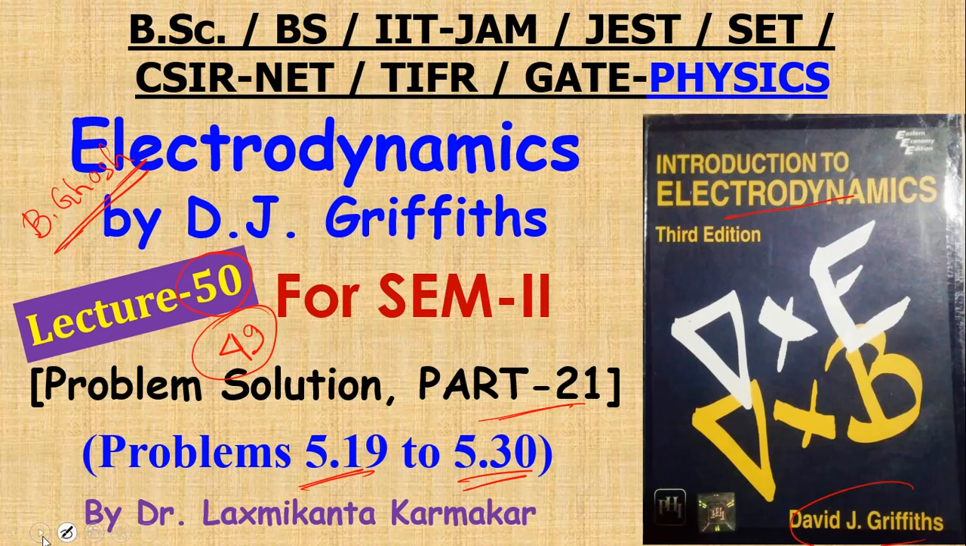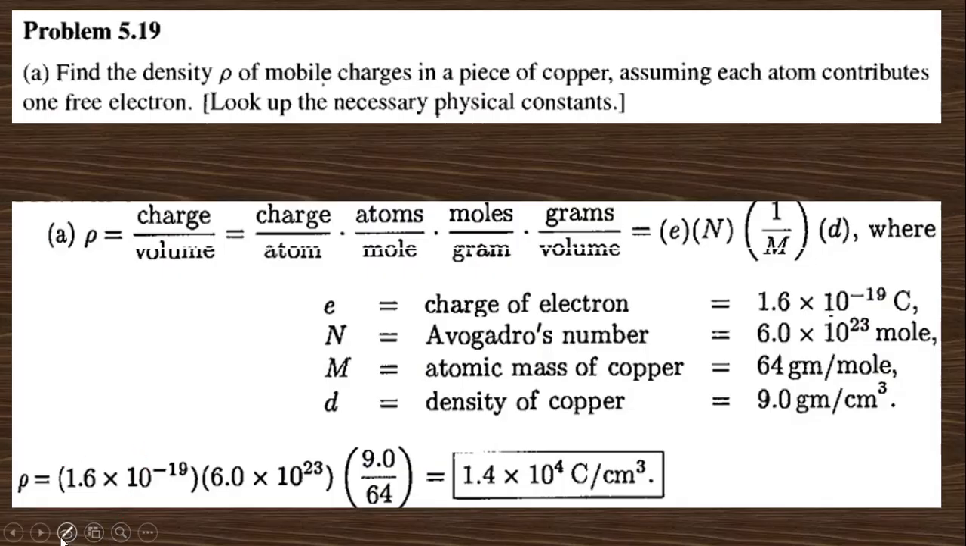So let's start with question number 5.19, which says: find the density of mobile charge in a piece of copper, assuming each atom contributes one free electron. Look up the necessary physical constants.